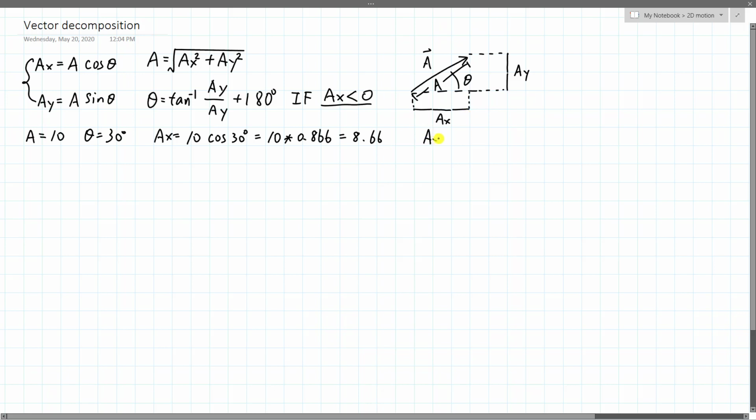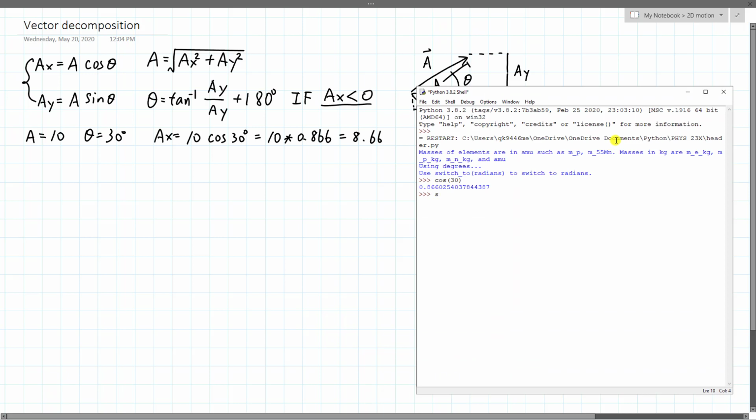And AY is equal to 10 sine 30 degrees. So that's 10 times 0.500. That's sine 30 degrees. So let's check that. Sine 30 degrees. So that is effectively 0.500.